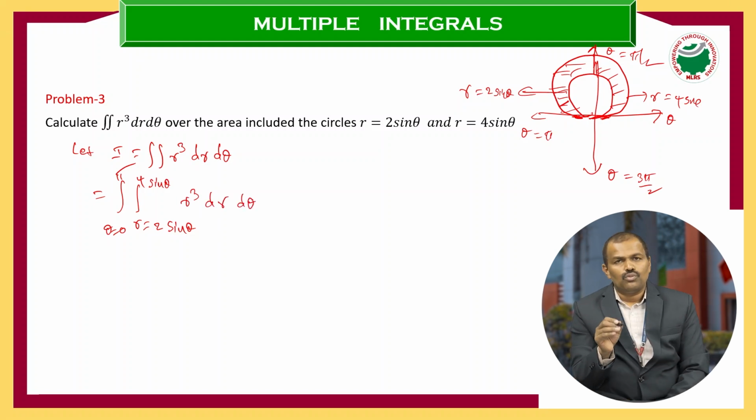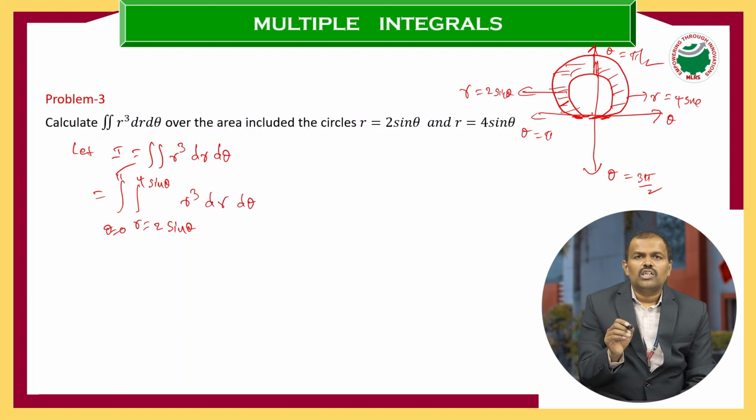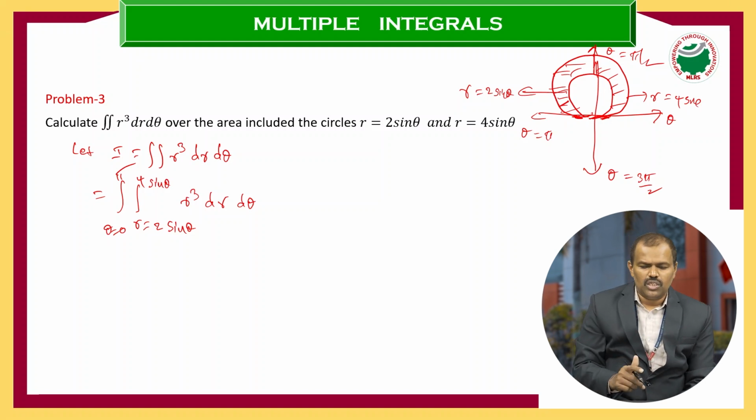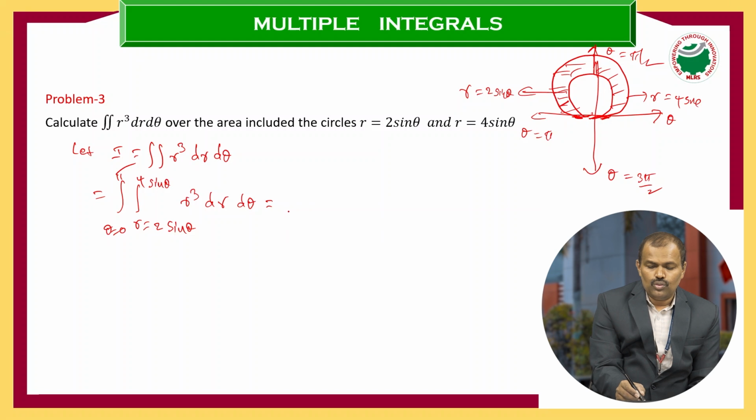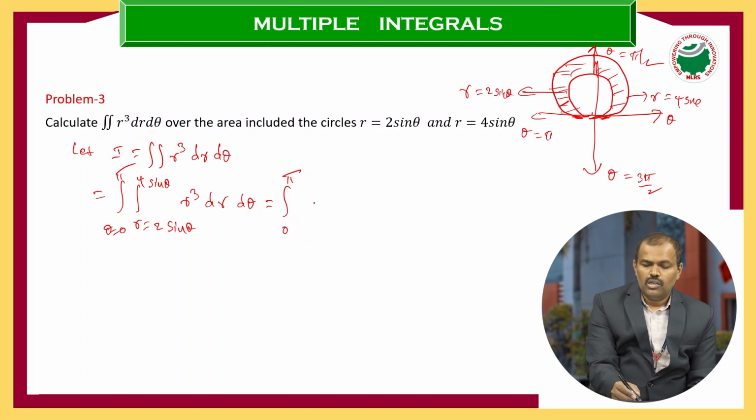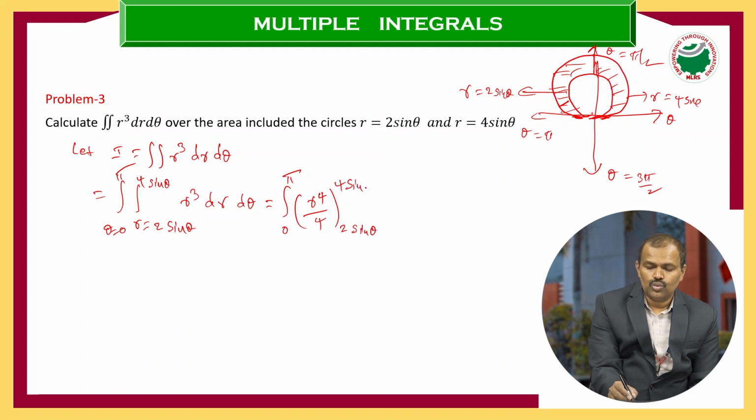As usual, first we have to integrate with respect to r, keeping theta terms constant, and then integrate with respect to theta. So that is equal to integral 0 to 180. Here the integral of r cube dr, you know the x power n formula: integral of x power n is x power n plus 1 by n plus 1. The integral of r cube is r power 4 by 4 within the limits 2 sin theta to 4 sin theta, d theta.